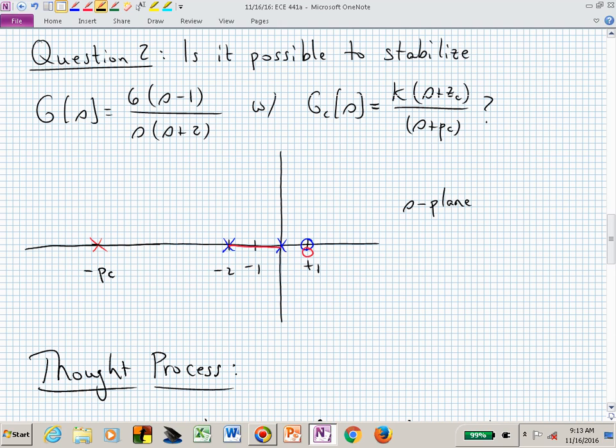Which segments, did that change my root locus between 0 and -2? Do I have a segment between -2 and -p sub c? Do I have anything from -p sub c to -infinity?